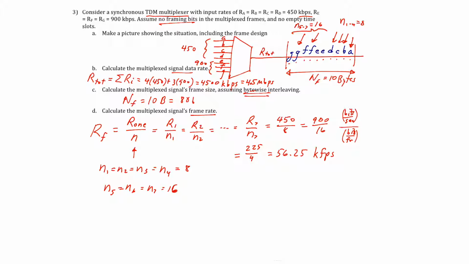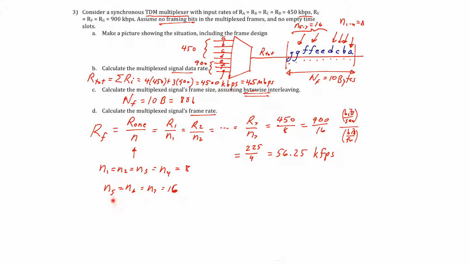So I'm going to call these inputs 1 through 7, I guess. And the first 4, we have 8 bits from each of those 4, because we're doing bytewise interleaving, and we have 1 byte from each. But for inputs 5, 6, and 7, we have 2 bytes from each of those, so n is equal to 16 for those values.